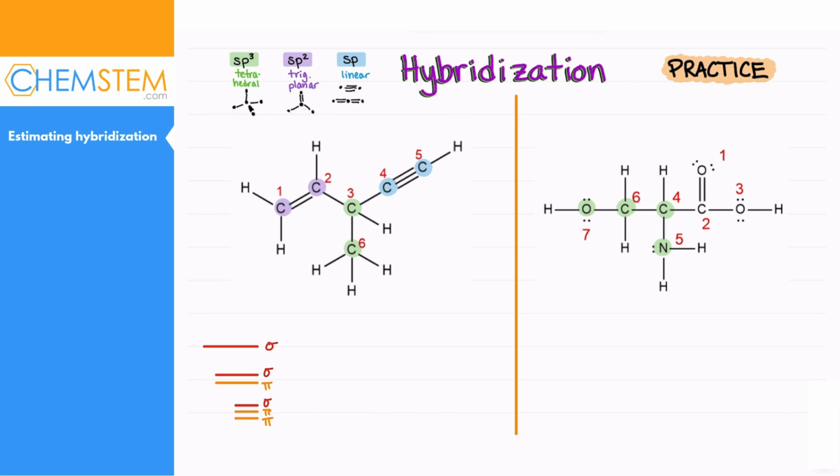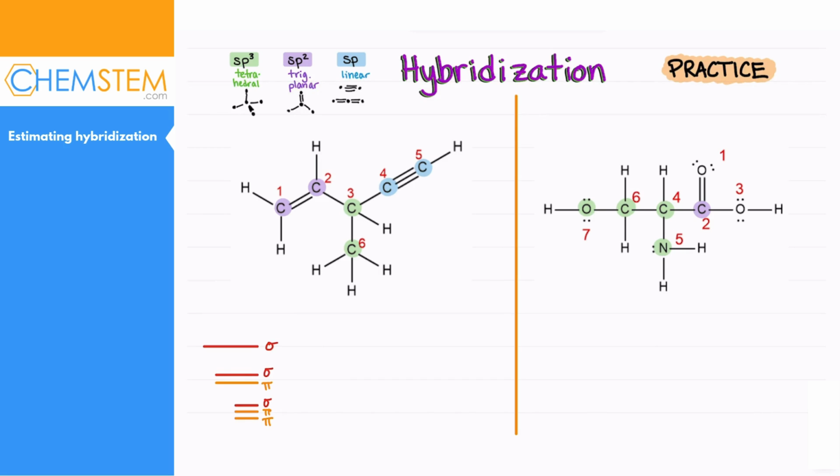In this carboxylic acid, we have the carbonyl here. This carbon is going to be sp² hybridized because it does follow our quick and dirty rules of trigonal-planar. We have a double bond here, we have a single bond and a single bond, so that's going to be sp² hybridized. Carbon's usually not going to lie to you, especially if it's neutral.